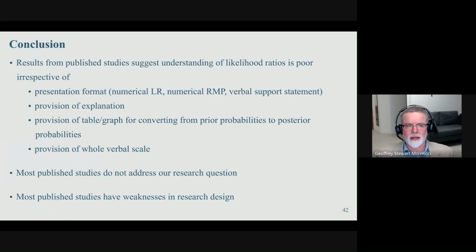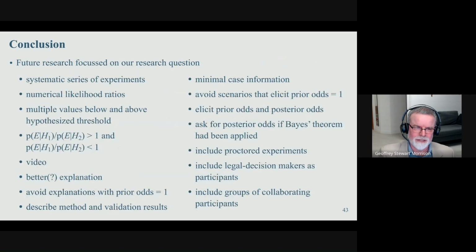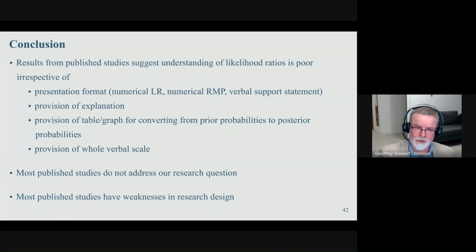As I mentioned at the beginning, most of these studies were not designed to answer our research questions. They weren't trying to answer it. And irrespective of whether that creates a weakness with respect to answering our question, a lot of these studies had weaknesses in research design. So those are the caveats for the results. Oh, by the way, I'm including in those weaknesses in research design the Thompson et al. 2025, in which I was a co-author. And we acknowledge weaknesses in that research design in the original paper.